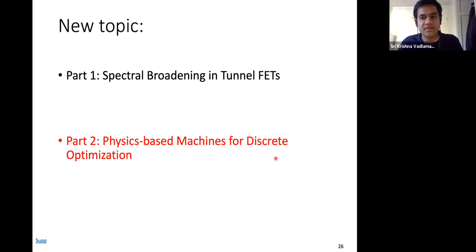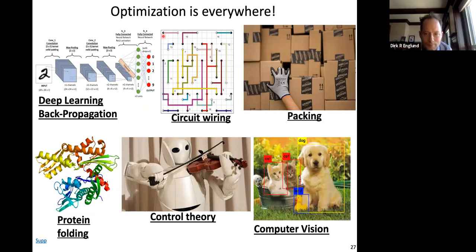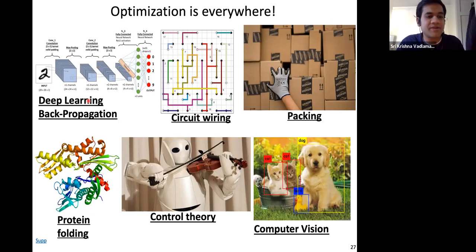Let me start the second part of the talk. Here I'm just motivating automation. I'm sure people don't need a motivation, but it's there everywhere today. It's there in deep learning. It's there in circuit wiring and lots of other problems, RL and computer vision and so on.